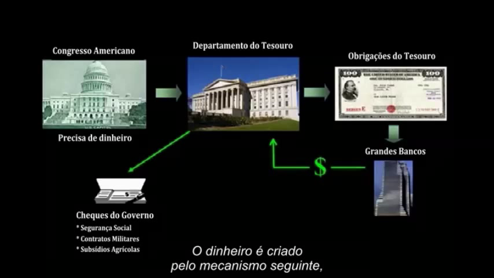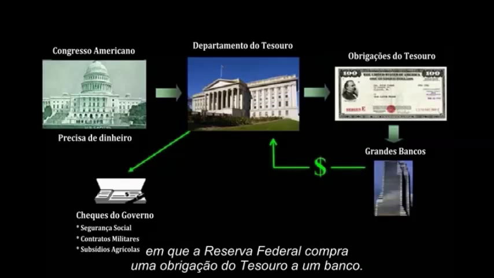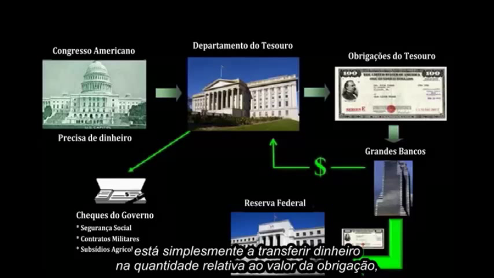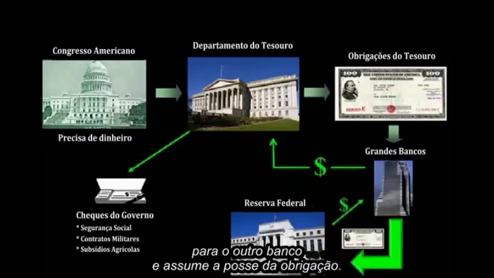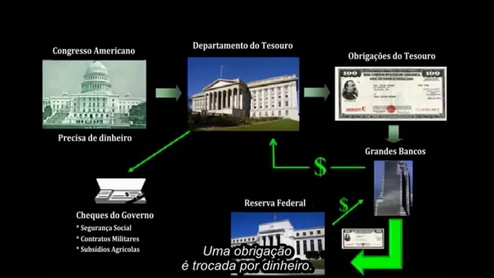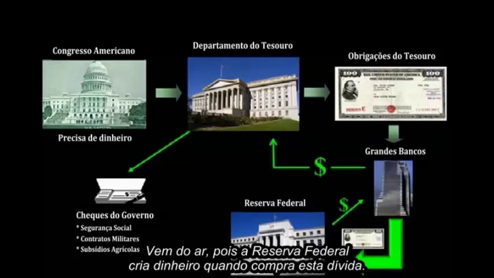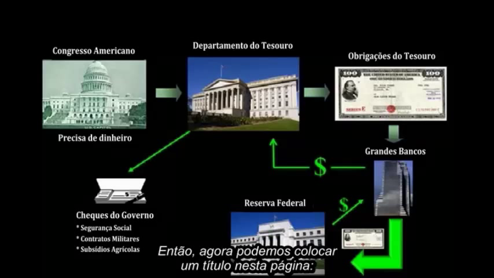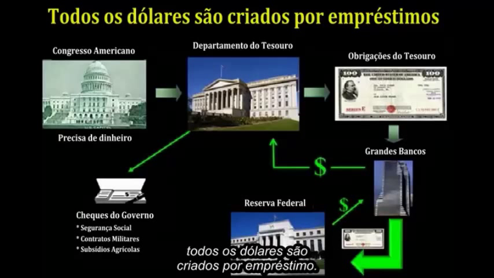Money is created by this next mechanism, where the Federal Reserve buys a Treasury bond from a bank. When the Fed does this, they simply transfer money in the amount of the bond to the other bank and take possession of the bond. A bond is swapped for money. Now, where did this money come from? Glad you asked. It comes out of thin air as the Fed creates money when it buys this debt. New Fed money is always exchanged for debt, and so now we can put the title on this page. All dollars are loaned into existence.